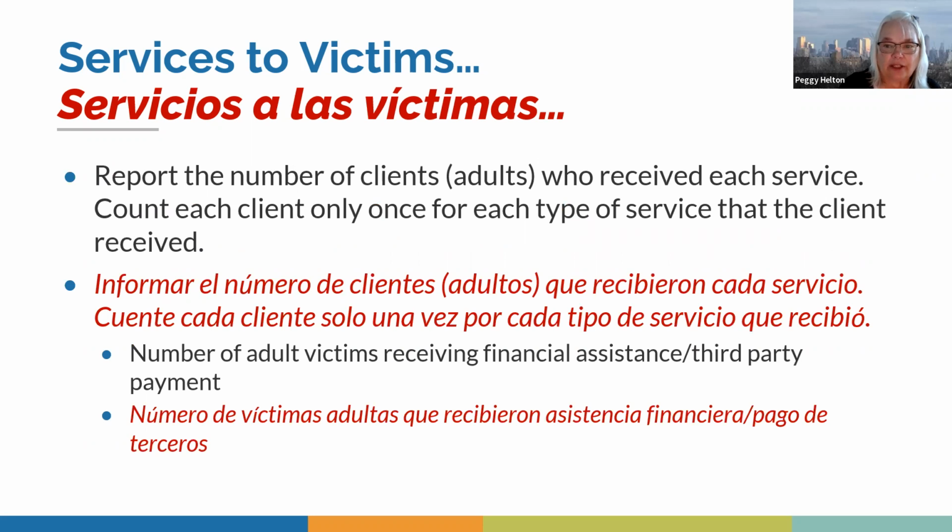And then when we move on to adults, we're asking some of the same questions, but we also have some additional questions for adults. Again, count each client only once for each type of service that they receive. So again, we'll ask for adults receiving financial assistance. Now, just something to be aware of: if you don't provide that service because it doesn't fit within your focus area, then you'll just put 0 here. Does that make sense?